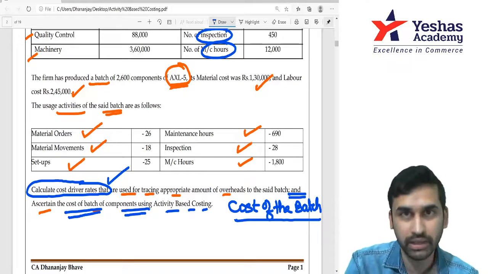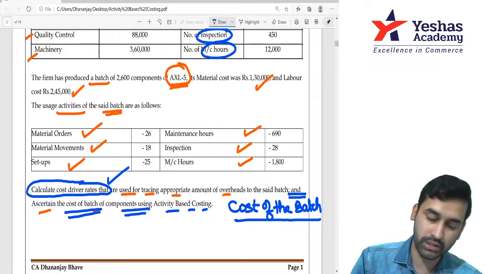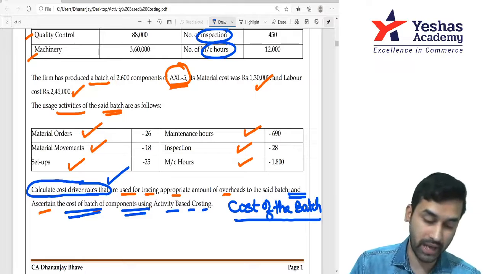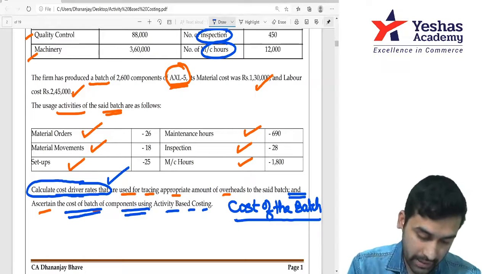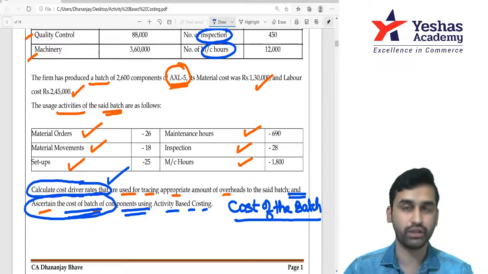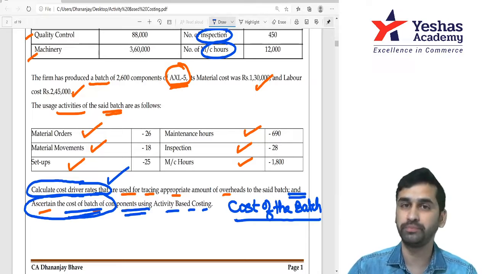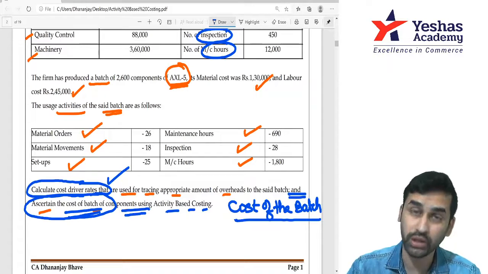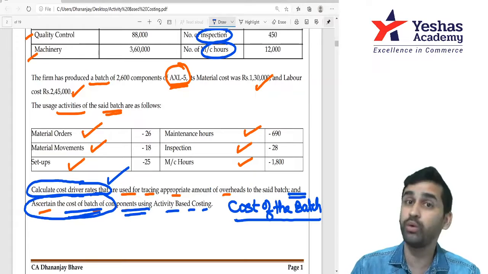No. Wait, 1 minute. Did they ask you only overhead cost for that batch, or did they ask you to calculate cost for that batch? See this. Ascertain the cost of the batch. Now, cost of the batch is not only overhead cost of the batch. Cost means total cost. Sir, total cost means we need material also, labor also, then overhead. Correct.